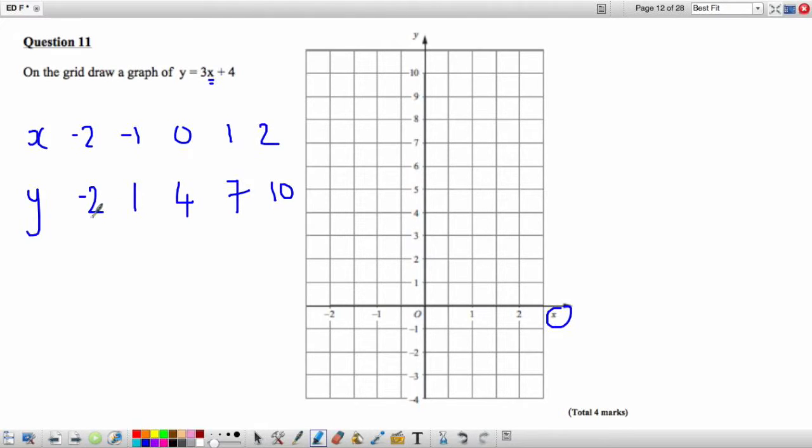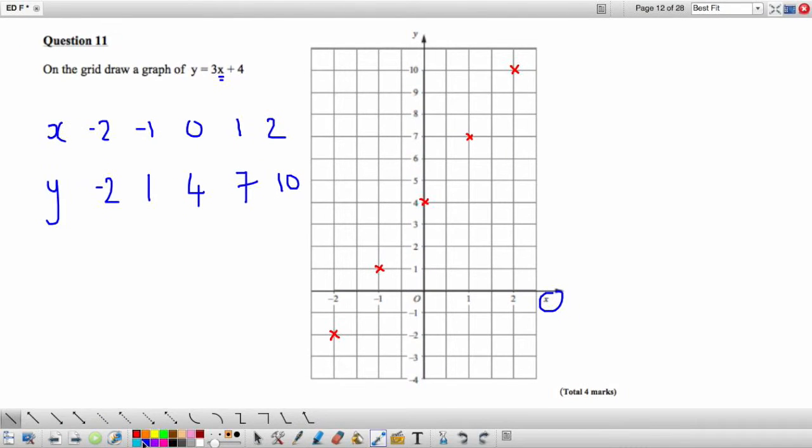Now we have substituted these, we can now plot these onto our graph. This is a linear graph, therefore we should have a straight line. So our first point, x -2, y -2 is here. -1, +1, 0, 4, 1, 7, and 2, 10. So that looks good. Taking your ruler now, connecting your coordinates to form a straight line.